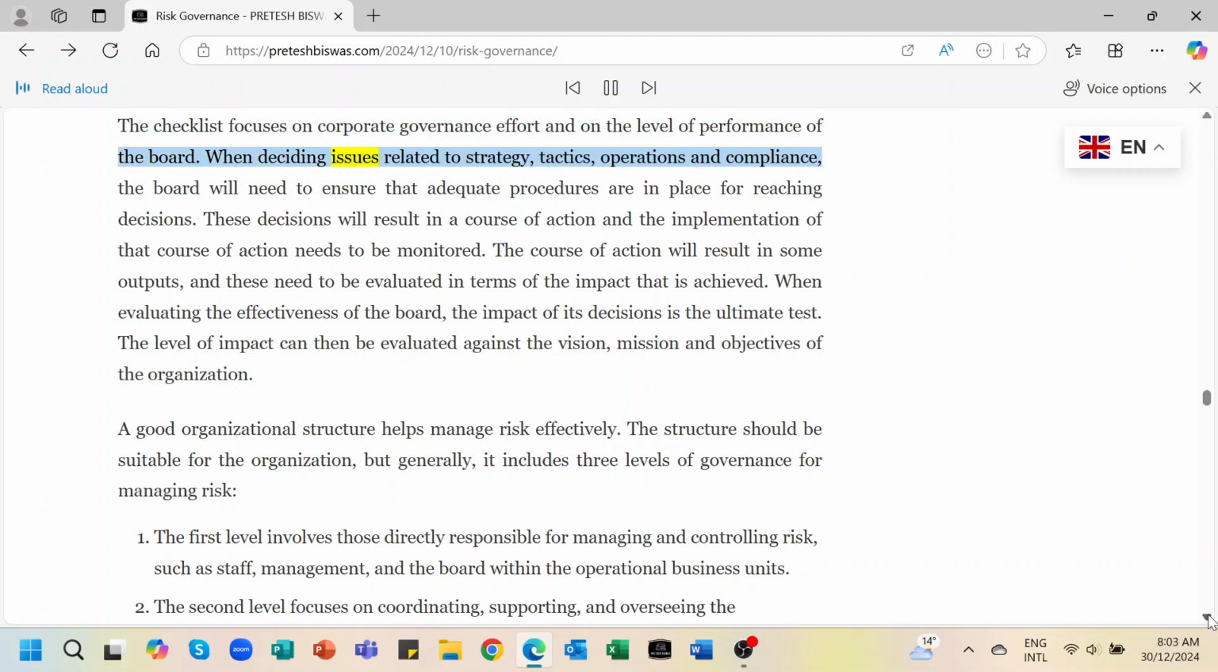When deciding issues related to strategy, tactics, operations, and compliance, the board will need to ensure that adequate procedures are in place for reaching decisions. These decisions will result in a course of action, and the implementation of that course of action needs to be monitored. The course of action will result in some outputs, and these need to be evaluated in terms of the impact that is achieved. When evaluating the effectiveness of the board, the impact of its decisions is the ultimate test. The level of impact can then be evaluated against the vision, mission, and objectives of the organization.